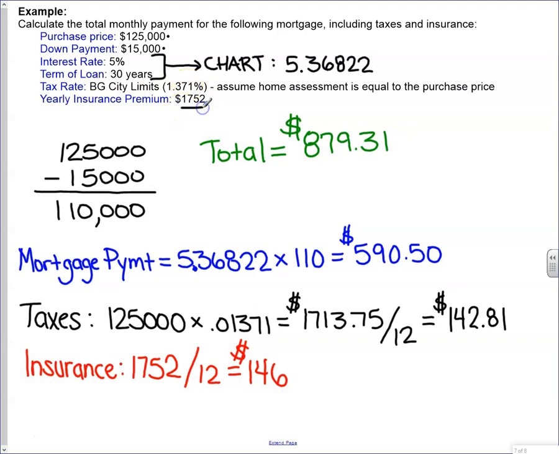And then the yearly insurance premium, that would be something you would get a quote for from an insurance company, right? So we're just going to say that our insurance premium for the whole year is $1,752.